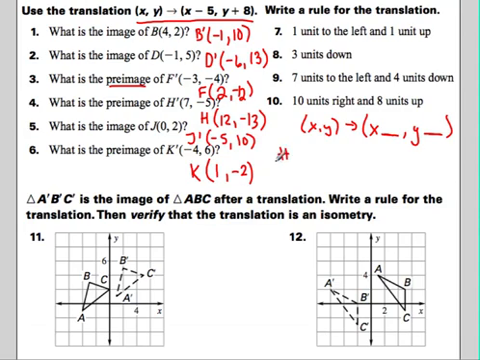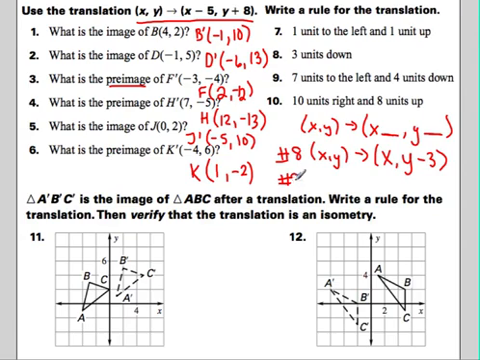So let's do number 8 and 9. Number 8, we start off with x comma y maps onto. We're just going 3 units down. So that does not affect us horizontally, so we'll just leave that as x. But going down means we're just going to go y minus 3.